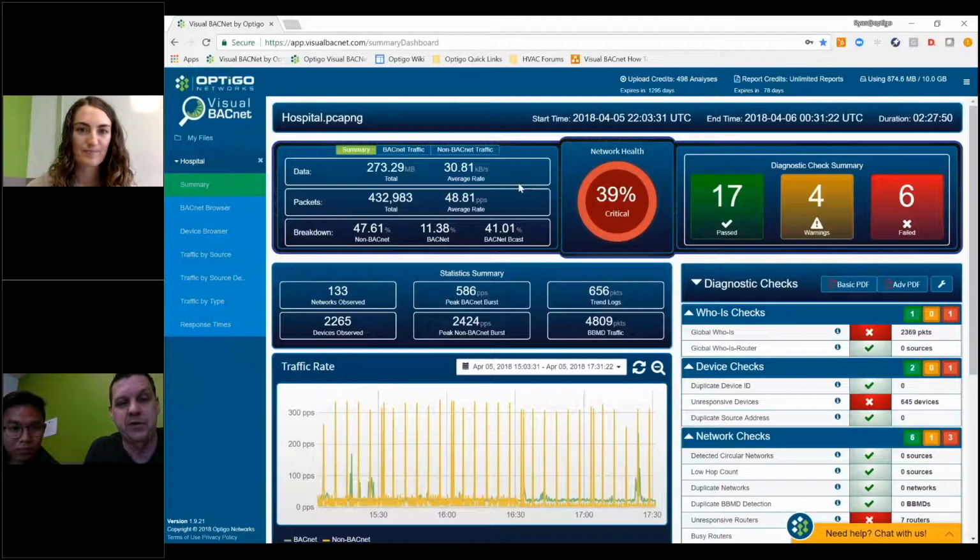That's good. The next thing we look for is what's the breakdown of all the traffic, right? There's a lot of non-BACnet traffic on this network, and there's a little bit of straight BACnet and about 40% of broadcast traffic. 40% is pretty high in the broadcast traffic, so that would be an area of interest right away to go look for.